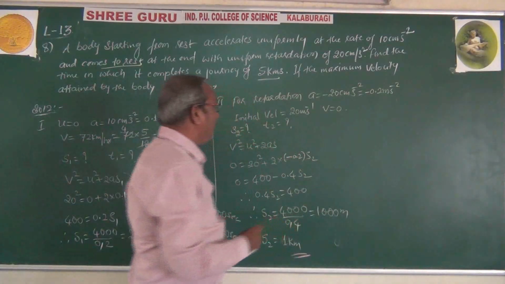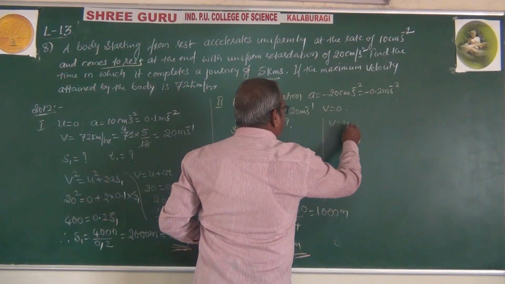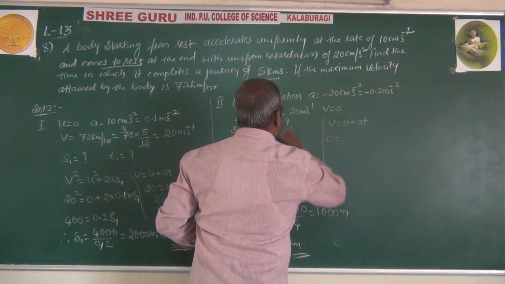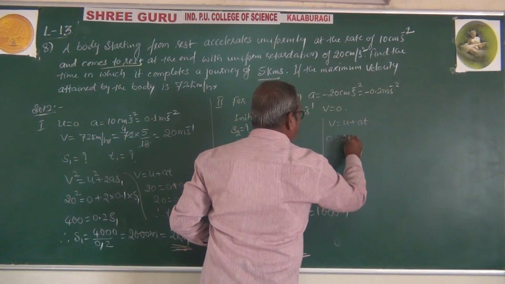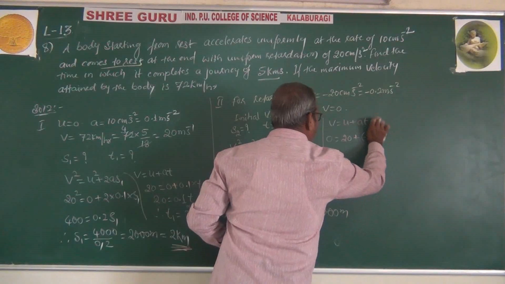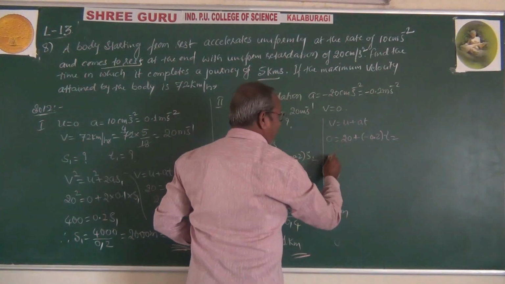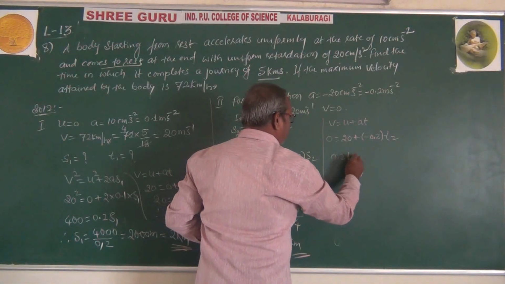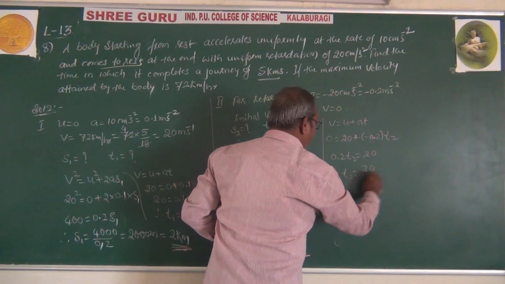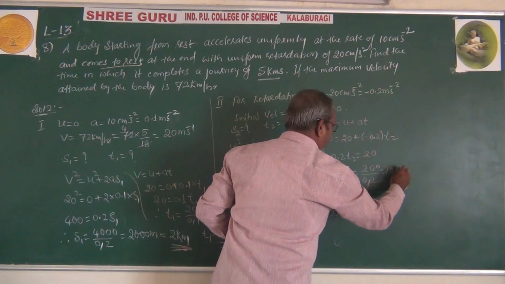Sorry, here one more thing. We will go for the time. V equal to U plus AT. Here V is 0, U is 20 plus A is minus 0.2, minus 0.2 into time T2. The minus becomes plus on this side: 0.2 into T2 equal to 20. Therefore T2 equal to 20 divided by 0.2. This is equal to 100. Point cancels 0, 100 seconds.